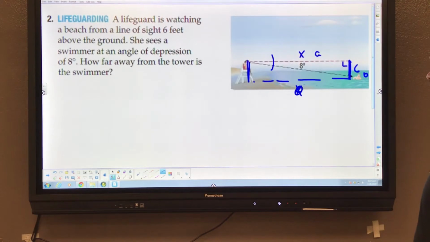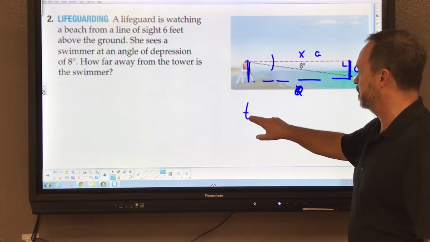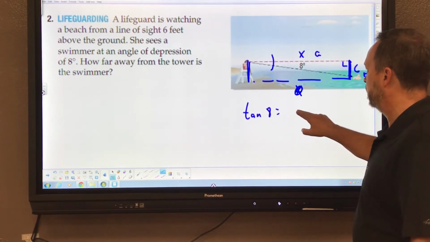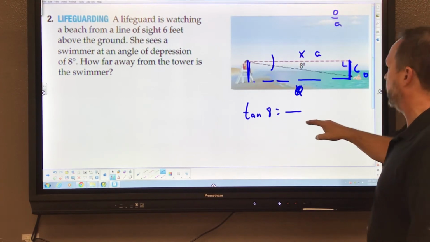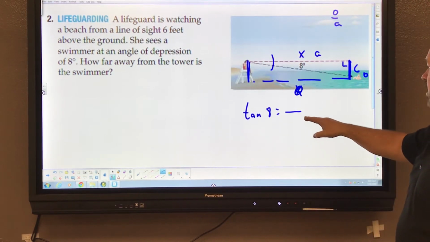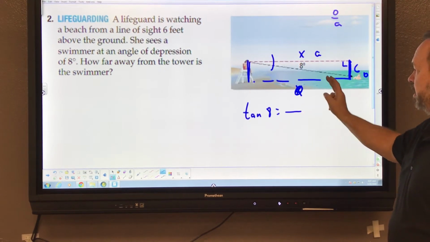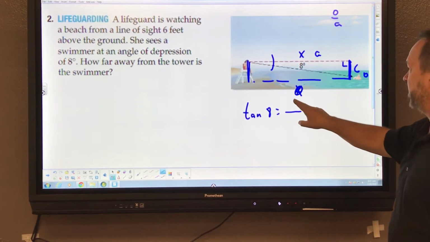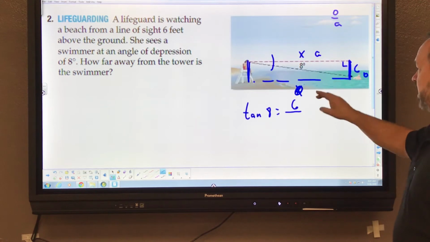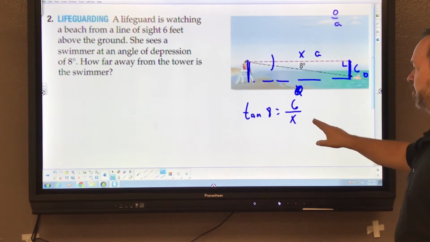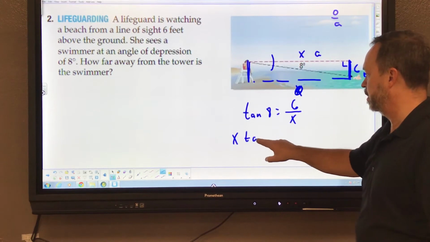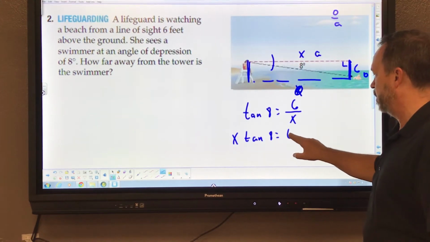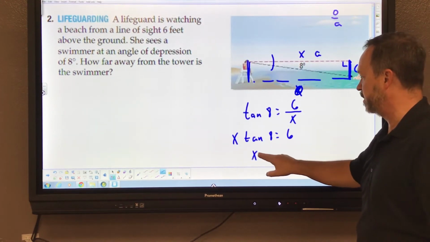Let me just do it. So the tangent of 8 is, you remember, orange words always have orange angles. So for us in this problem, the O is 6, and the A is X. So you multiply both sides by X. And then divide by the tangent of 8.